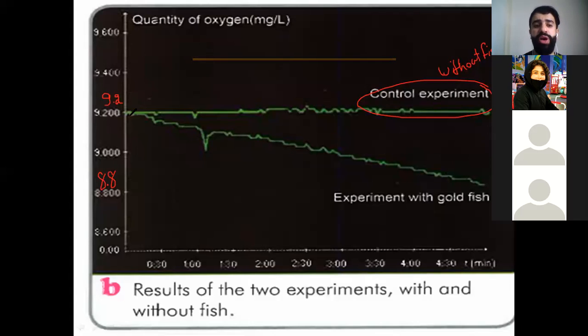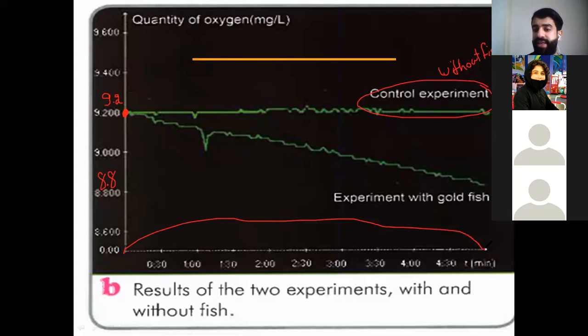At the beginning of the experiment, at time 0, the quantity of oxygen was 9.2 in both the control and the one with the goldfish. As the time increases from 0 to about 5 minutes at the end of the experiment, what happened? The quantity of oxygen in the control stays the same. It remains constant.